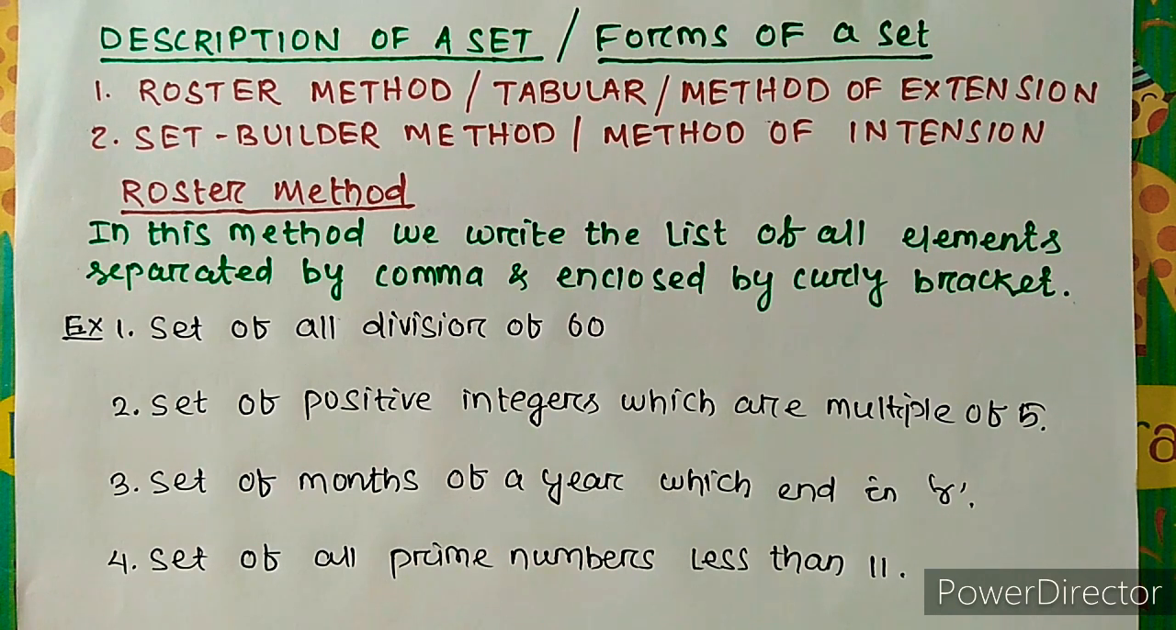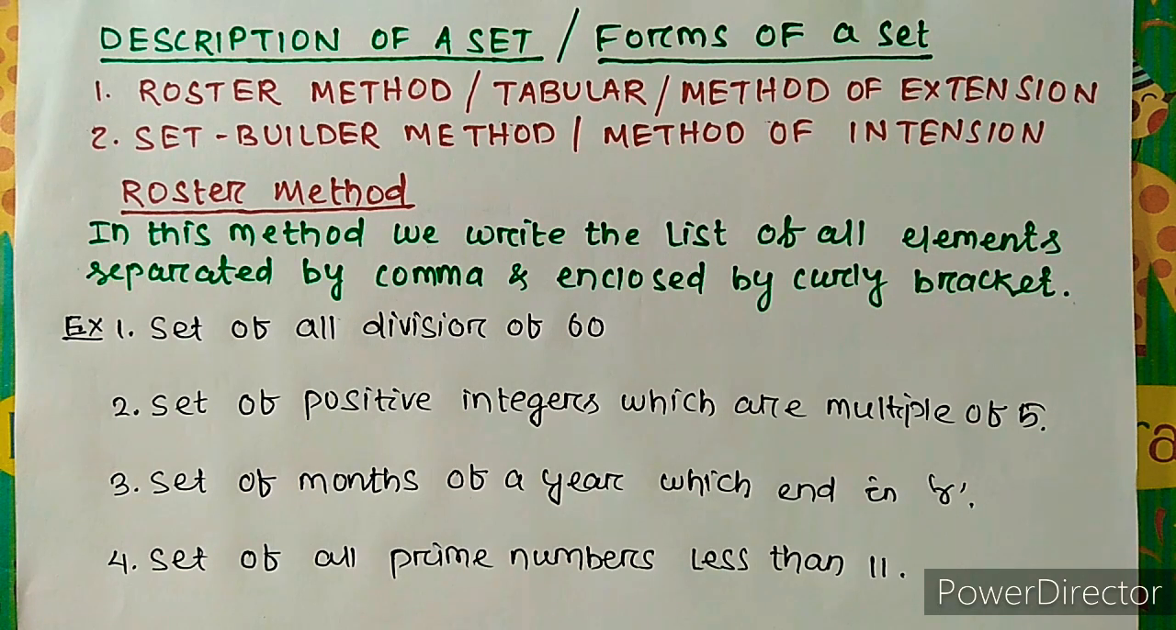So what is the roster method? In this method we write the list of all the elements separated by commas and enclosed by a curly bracket. To understand this roster method, we just have to write the elements and give commas and the brackets. So example number 1: the set of all the divisors of 60.